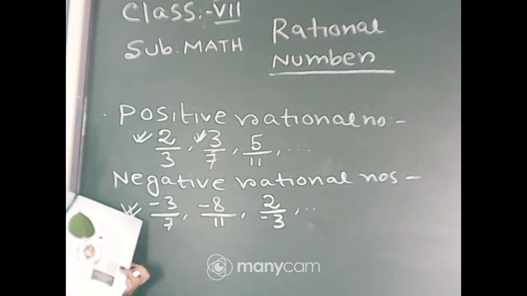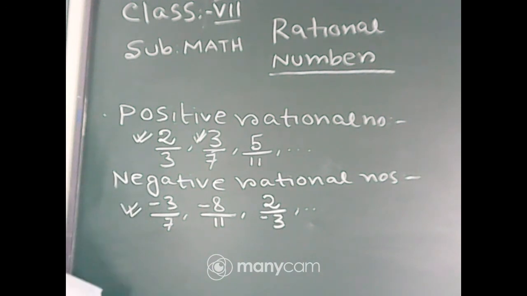If one of the numerator and denominator is negative, then we can say that the rational number is a negative rational number.